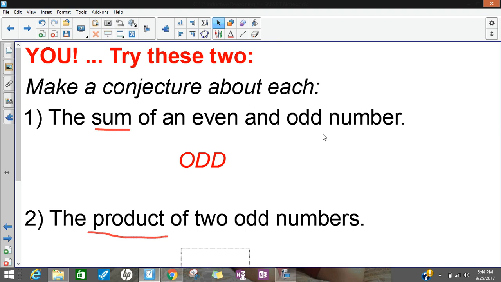So just by running through a few examples, I can make a conjecture that the sum of an even and an odd number will always be odd. Now it's good to point out that this doesn't necessarily mean that this is true. I'm just making a conjecture. I'm making a conclusion based on a pattern.